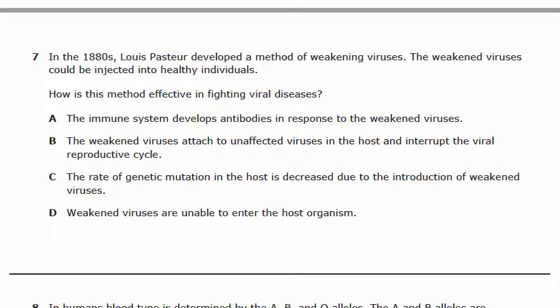A. The immune system develops antibodies in response to the weakened viruses. B. The weakened viruses attach to unaffected viruses in the host and interrupt the viral reproductive cycle. C. The rate of genetic mutation in the host is decreased due to the introduction of weakened viruses. D. Weakened viruses are unable to enter the host organism. Stop your tape and select your answer.